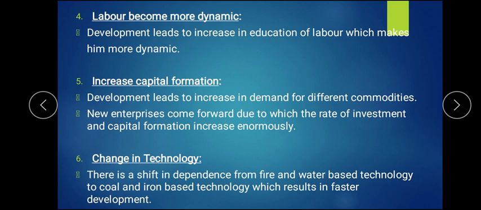When a company starts, it requires money, and that money is called capital. Whenever there is a change in technology, new firms can enter, and at that time new capital formations are being done, so it increases the capital formation. Then after, change in technology. Why change in technology? Before, you used to use water and fire based technology, whereas now we are using coal and iron based technology, as it helps us do the production faster and faster. So this is how technology has been changing.